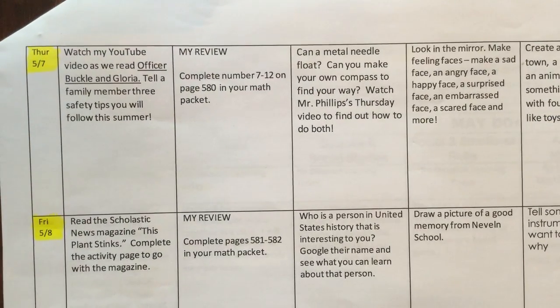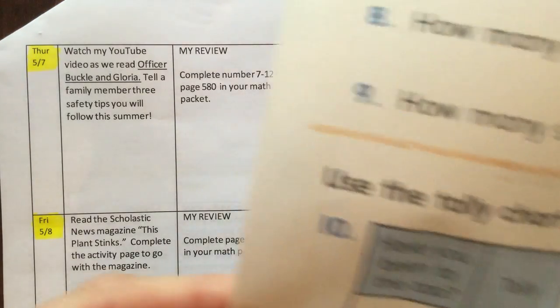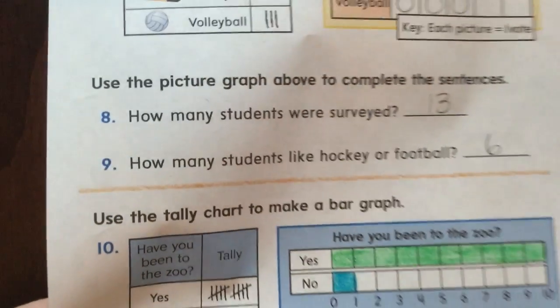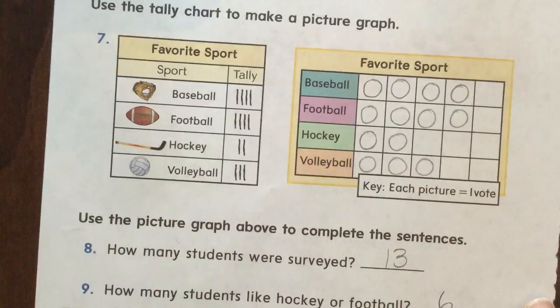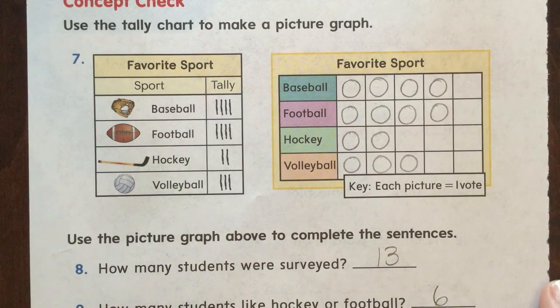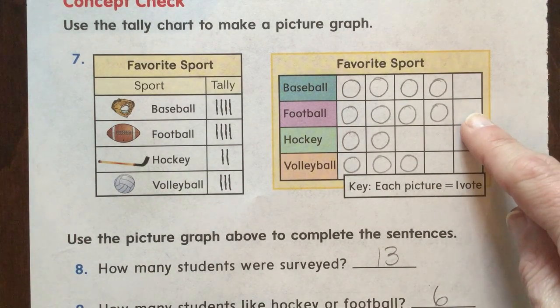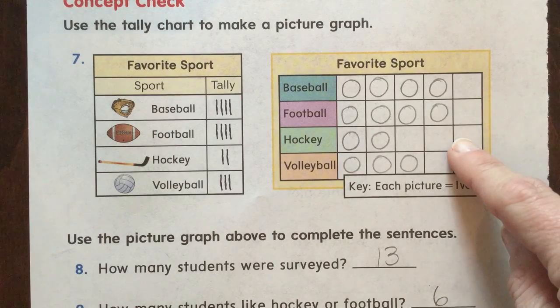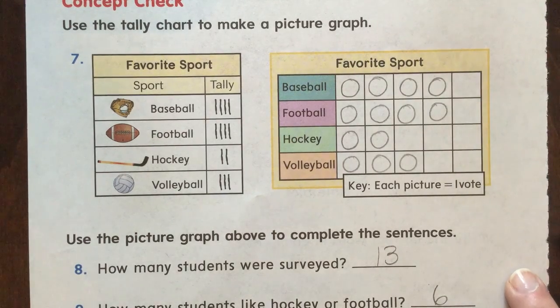Yesterday we did 5 through 12 on page 580. Sorry, 7 through 12. So we're going to go ahead and check those over. So number 7, you had to put the tally mark data over here to make a picture graph. So you should have had 4 baseballs, 4 footballs, 2 hockey, and 3 volleyball.